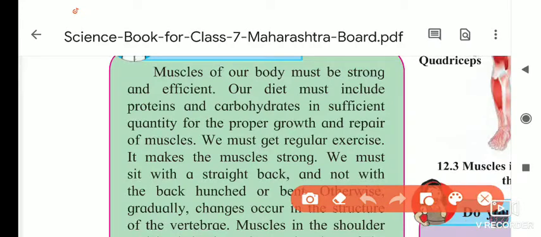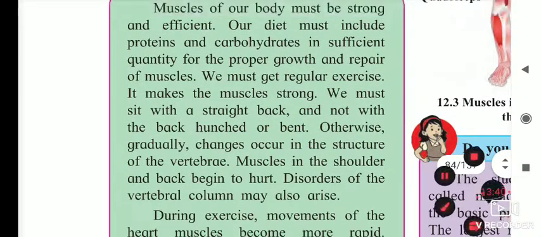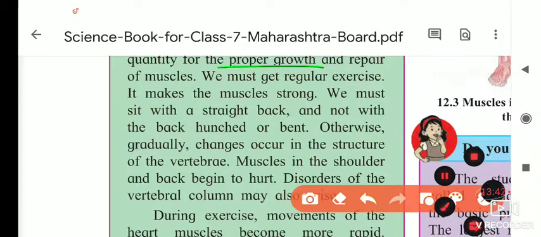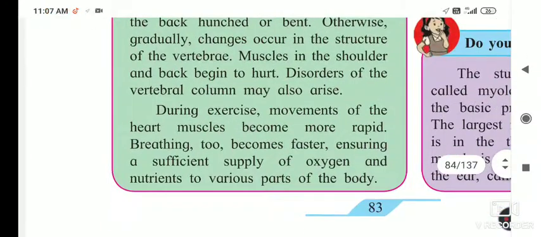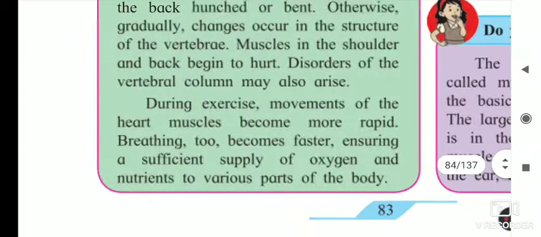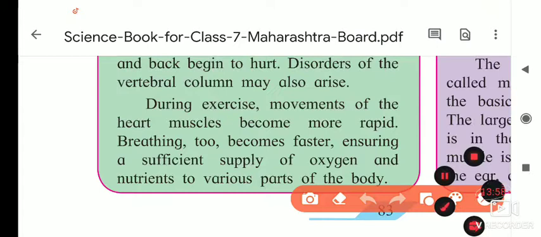So from this what we are understanding: muscles of our body must be strong and efficient. For that we have to take protein and carbohydrate rich food. We have to do regular exercise, and with this we have to sit straight, follow good habits of sitting. So for proper growth and repair, we have to do regular exercise. We have to sit straight, don't hunch. Otherwise what happens? Our muscles get hurt, and due to this we face problems related to our what? Backbone or neck.